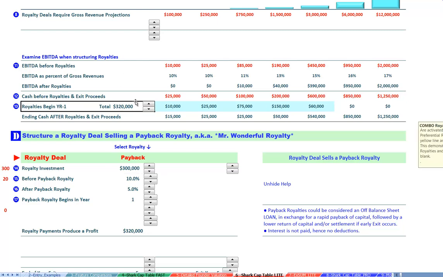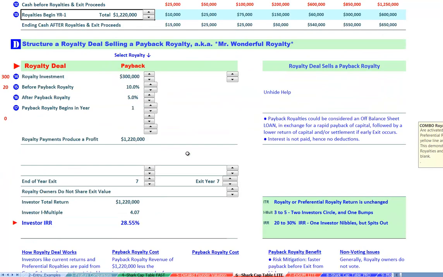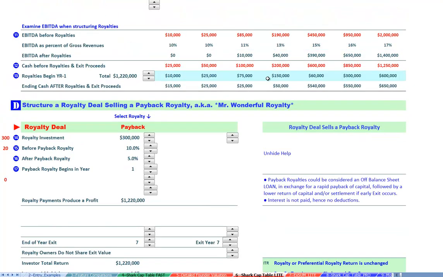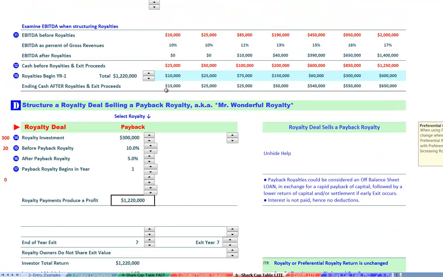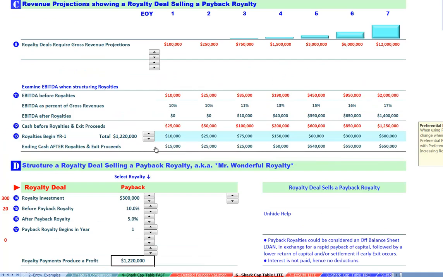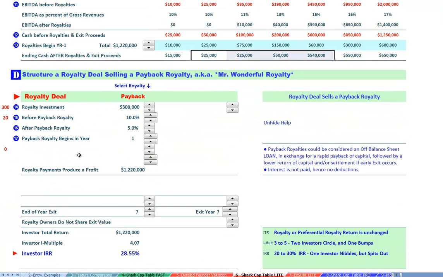Here's the first year that he actually gets more money. Now he's starting to really crank up and go, and that's pretty good. See, now we've got a 28.55 after 7 years of a royalty stream. And his total take is 1.220. So that's why Mr. Wonderful likes these royalties, because if you get a company going, you can get your money back. Now, you know, if you get too piggy on the royalties, you might suck too much money out of the company. You have to be very careful of that. That's why you kind of have to look at your cash, see how much cash you have left after you pay the royalties and that sort of thing.